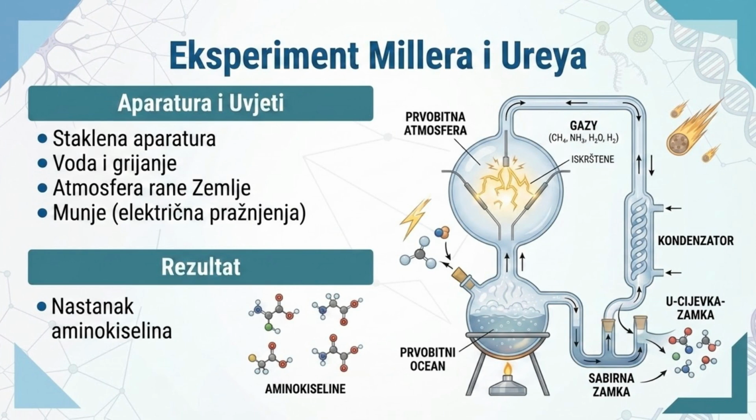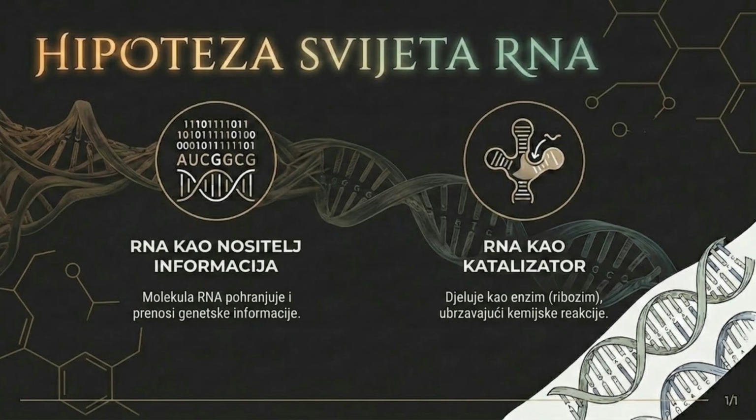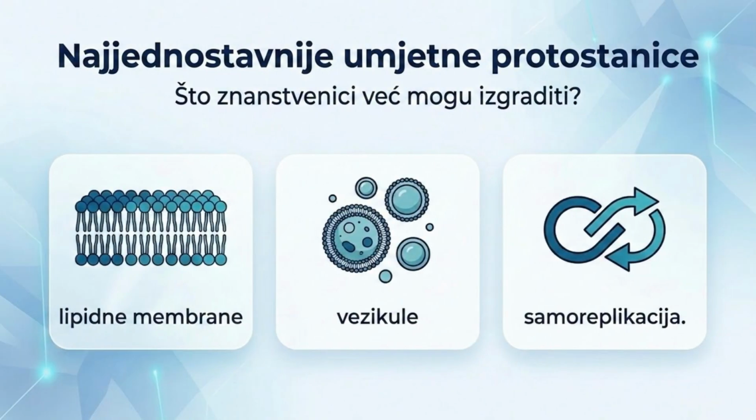The famous Miller-Urey experiment simulated the early Earth's atmosphere. By applying electrical sparks to a mixture of gases, researchers demonstrated that essential building blocks like amino acids could form spontaneously. The RNA world hypothesis suggests that RNA was the precursor to life. Unlike DNA, RNA can both store genetic information and act as a catalyst, known as a ribozyme, to drive chemical reactions. Science has made significant strides in creating simple artificial structures, such as lipid membranes and vesicles, which serve as foundational components for artificial protocells.